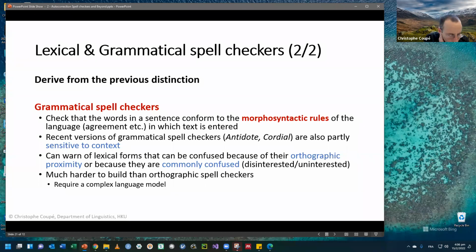When you want to do grammatical spell checking, this is much harder than orthographic spell checking because you do not only need a dictionary of the words, you need a model of the whole language, a model of the grammar of the language, and that is way, way more complex. So different types of errors, some are much easier to address than others, basically.